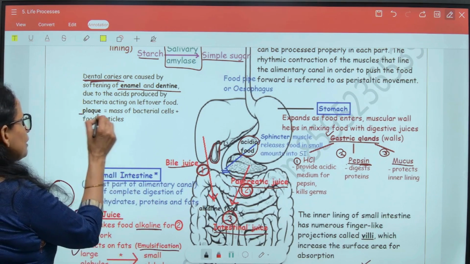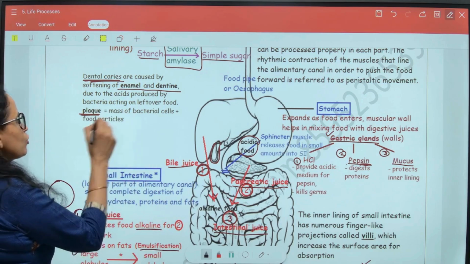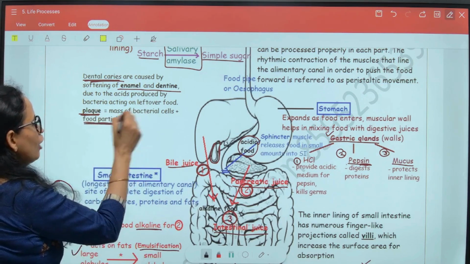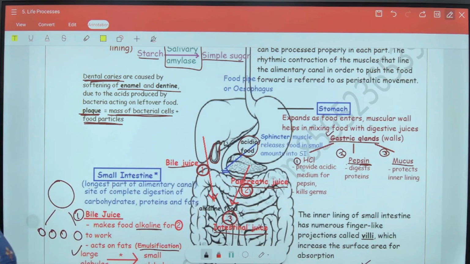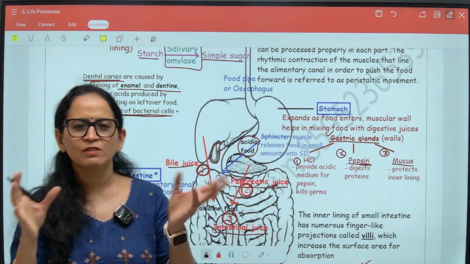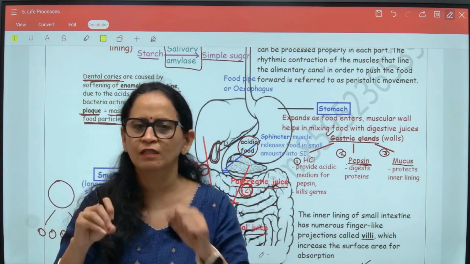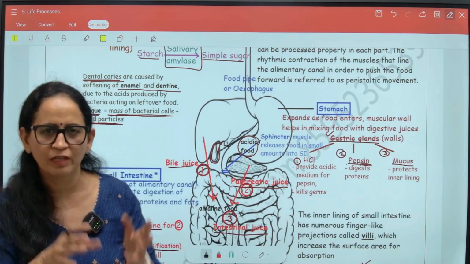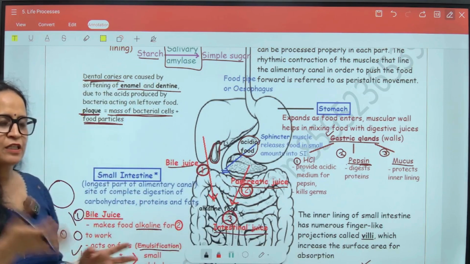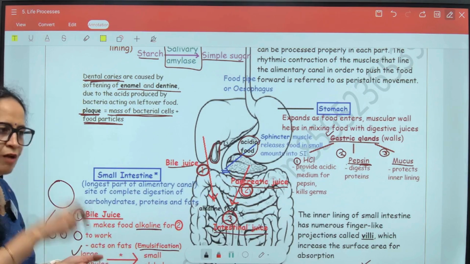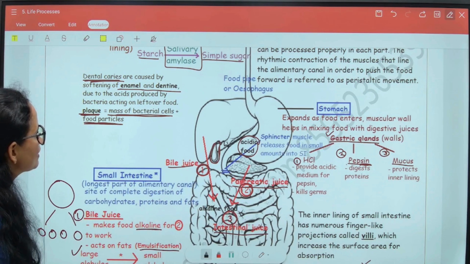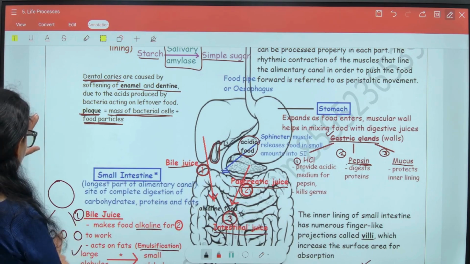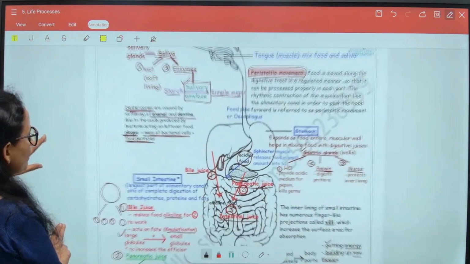Again, one keyword, plaque. What is plaque? So the leftover food particles along with the mass of bacterial cells together is called plaque. If you go to the dentist, sometimes they tell you there is plaque deposition on your teeth and you need to get scaling done to remove that plaque. So what is plaque? It is not just the leftover food, but along with that the mass of bacterial cells, that is called plaque. So this covers the entire process of nutrition or digestion.